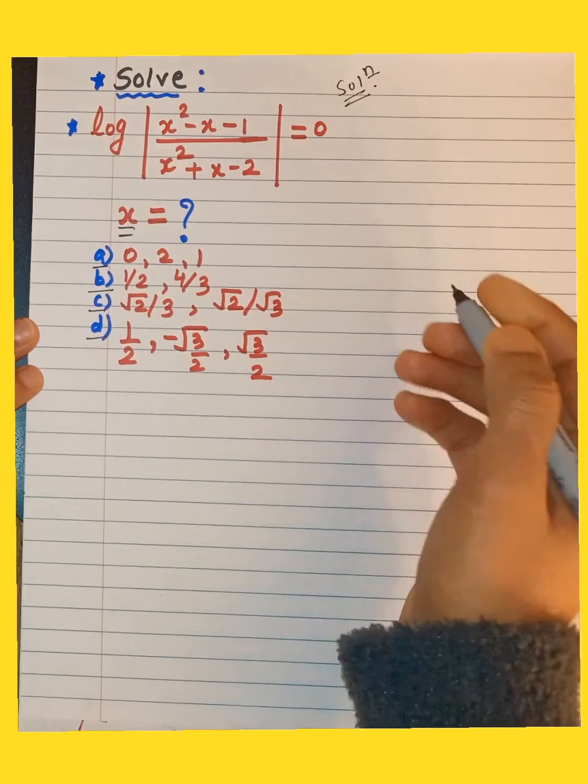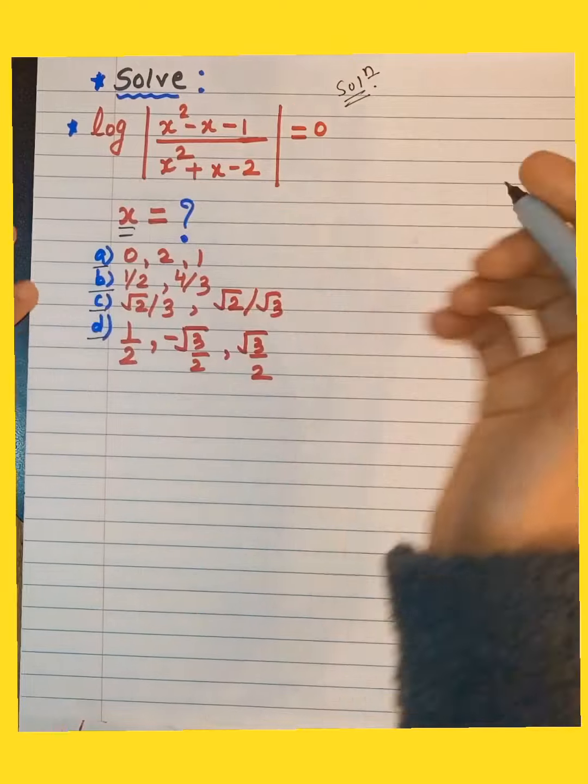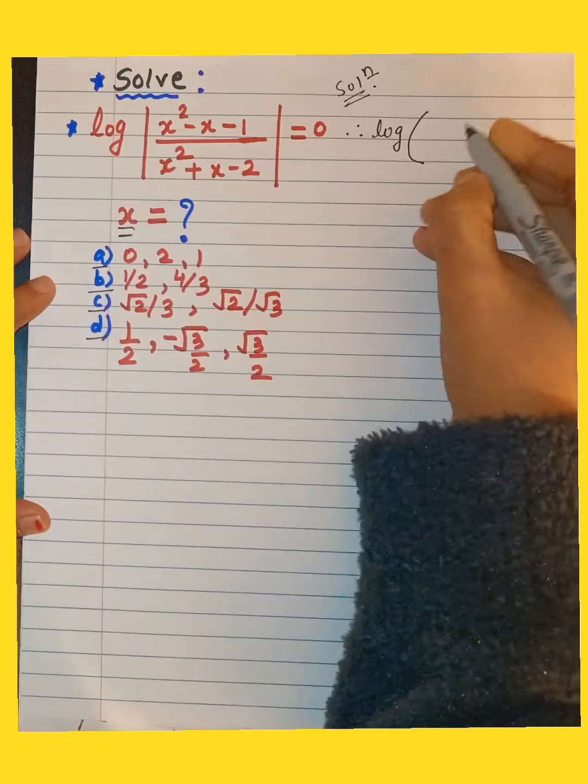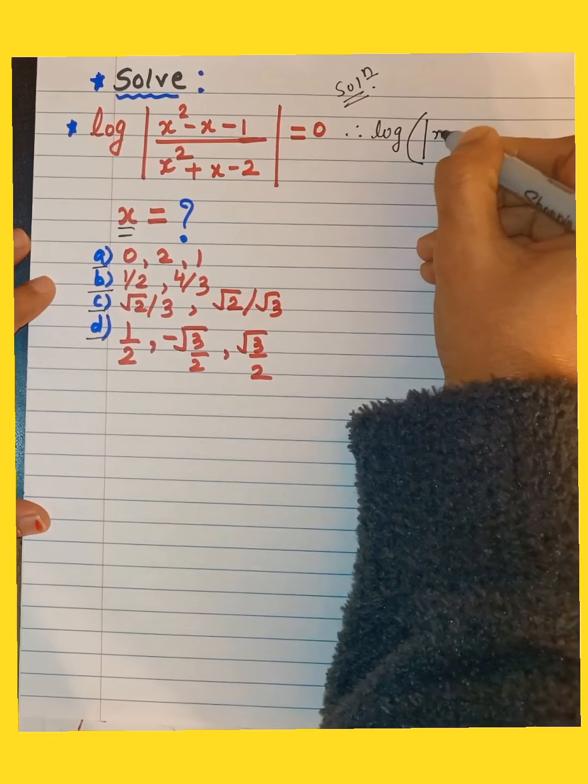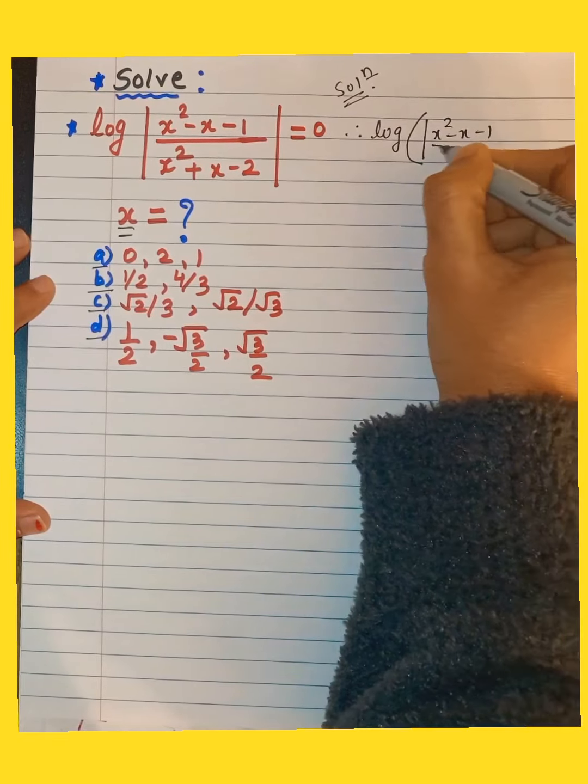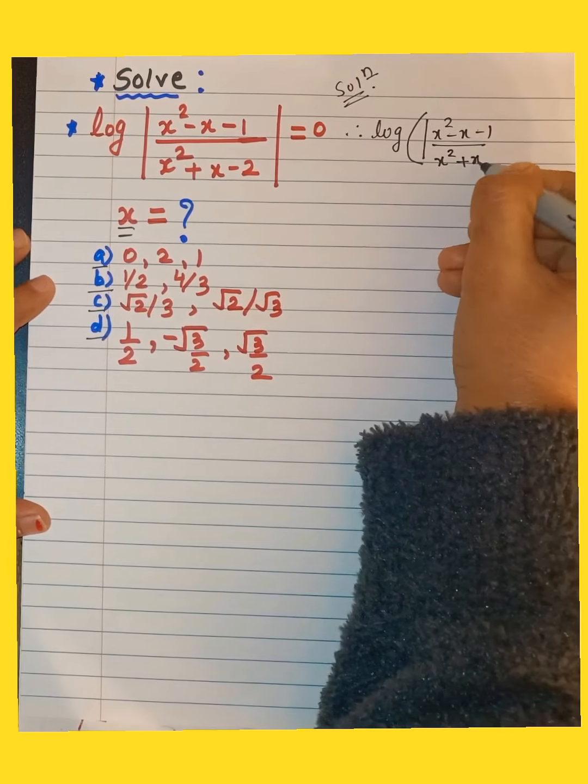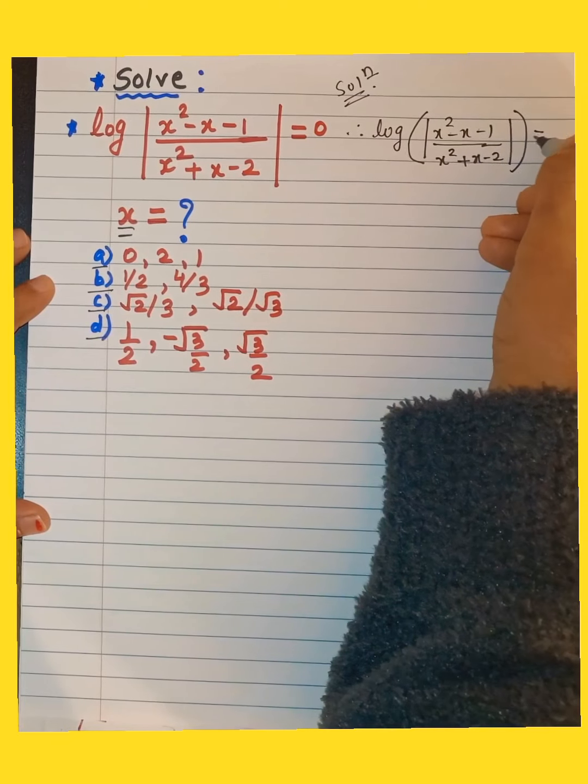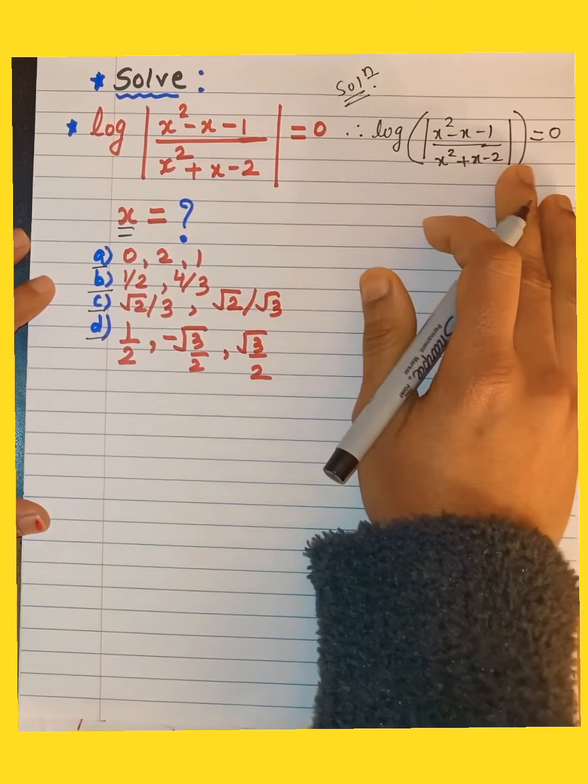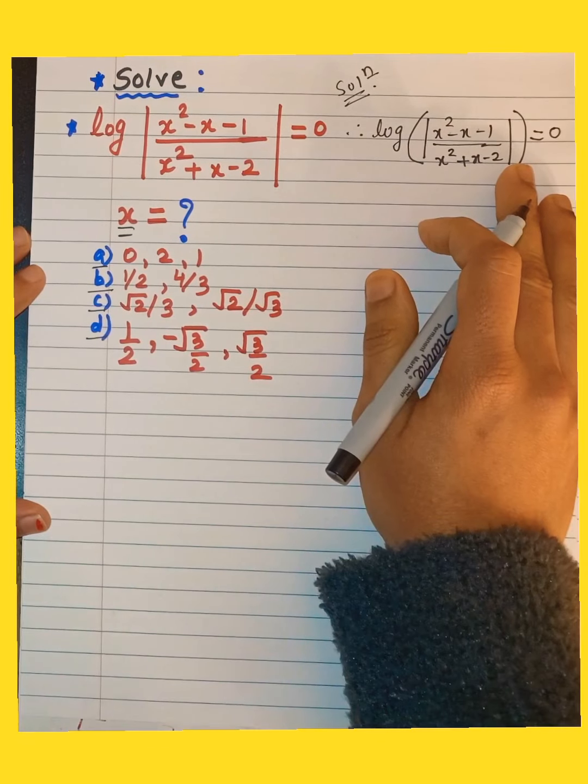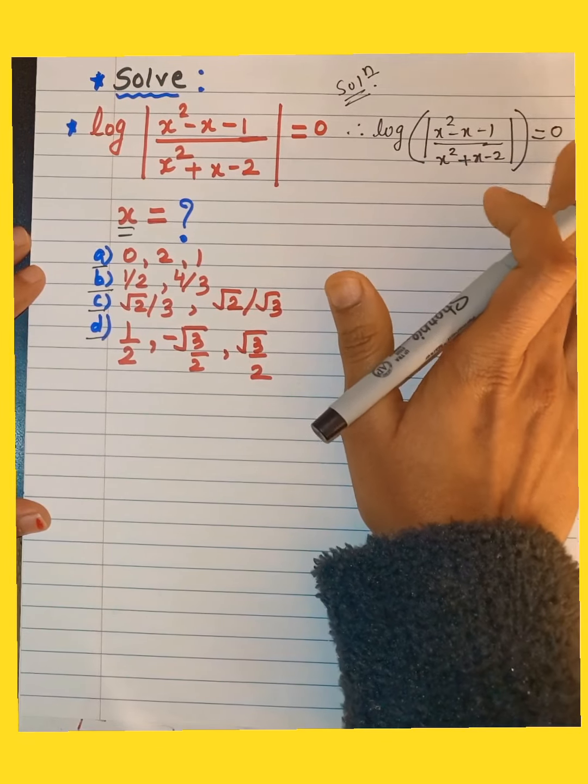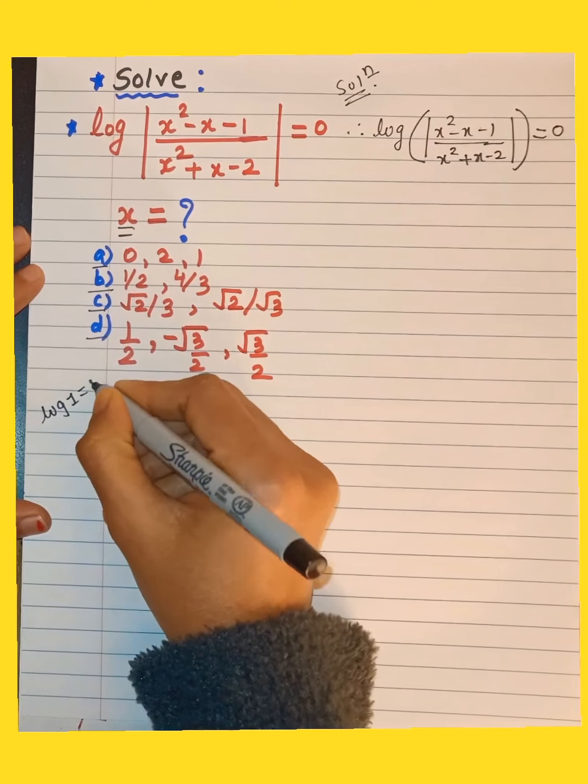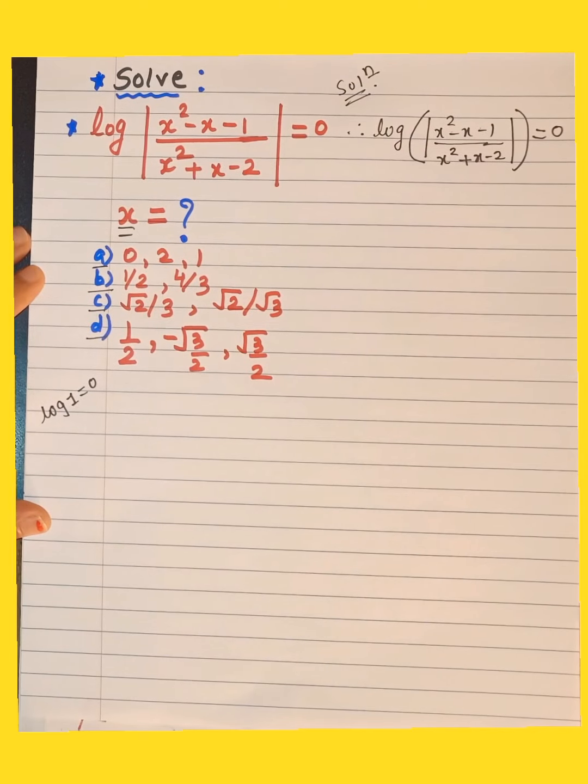First of all, what is given to us? This part is given to us, so let us write that. It is given that log of absolute value of (x^2 - x - 1)/(x^2 + x - 2) is equal to 0. If you see this equation carefully, in place of 0 we can write log 1, because we know that the value of log 1 is 0. So in place of this 0 I will write log 1.